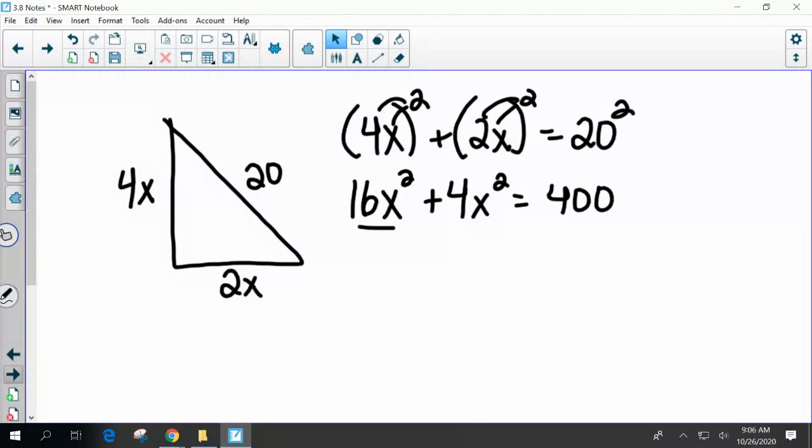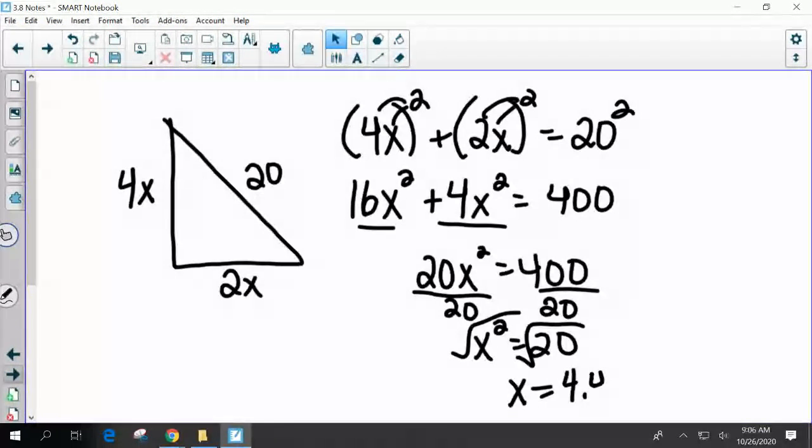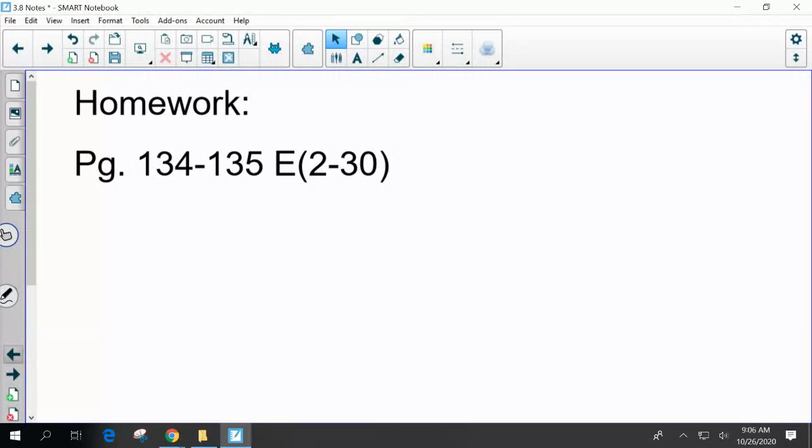So now I can add my like terms together. So I would get 20x squared equals 400, and then first thing I need to do is divide by 20. So 400 divided by 20 equals 20. And then I need to take the square root on both sides. So x would equal 4.47 rounded to the 100th. Okay, and then this is your assignment.